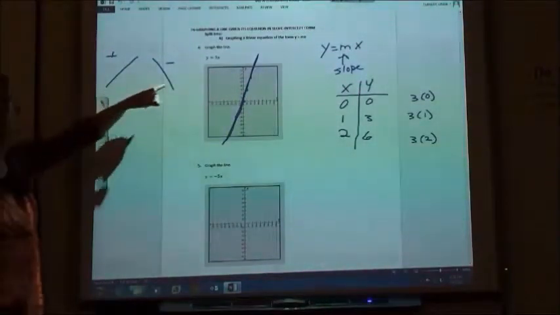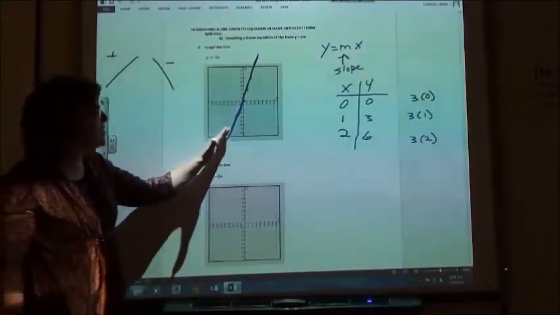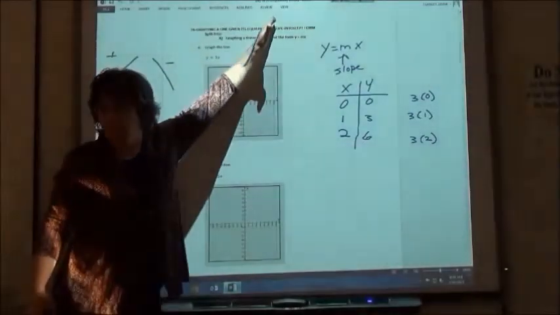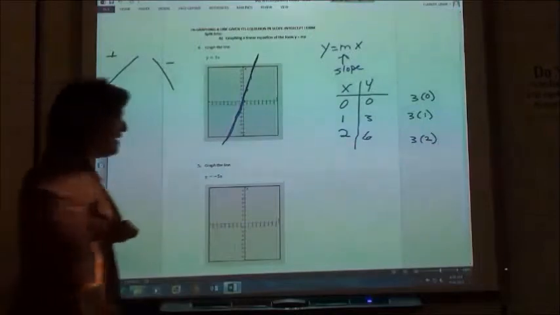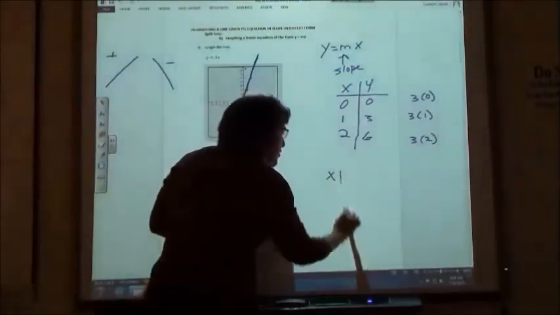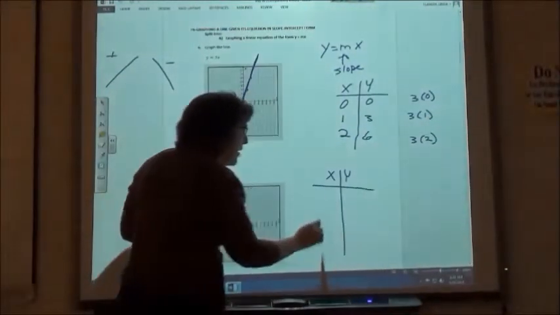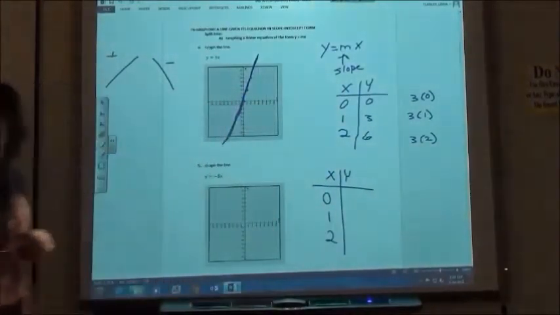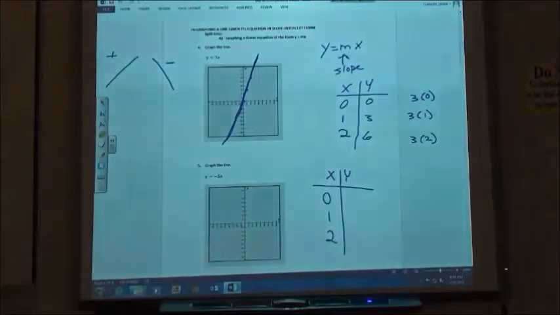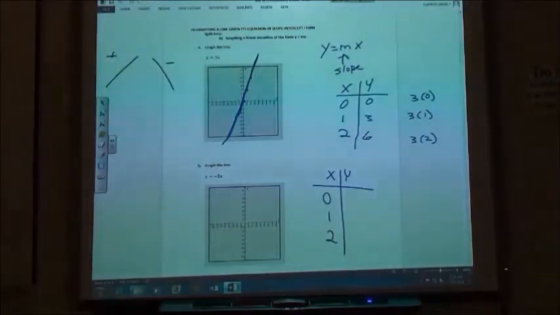So you'll notice this one had a positive slope. As I connected my dots from left to right, I was going up because my slope was positive. Number 5, my slope is going to be negative. I'm just going to leave it there so we can compare what they look like when we're done. But again, I'm just going to use 0, 1, and 2 because they're nice, easy numbers to use. And then I'm going to plug them in and find my answers.